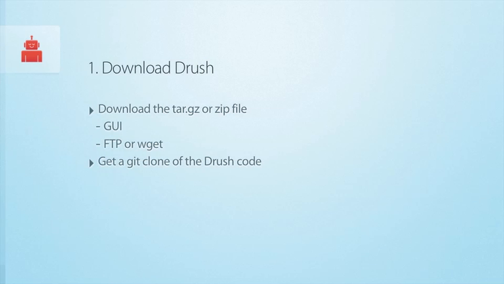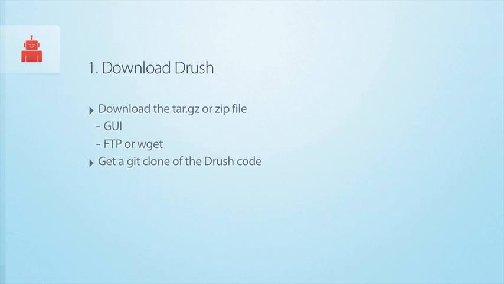Okay, so let's do step 1, download Drush. There are several ways that you can download Drush. It's all going to come from Drupal.org's project page. You can get the actual tarball or zip file from the project page, either by clicking the download link, or you can use FTP or wget on the command line, so that you don't have to do it through a graphical user interface. Or if you have Git, you can use Git to just get a clone of Drush, and then you can easily update by using Git, which is a really handy way to do this.